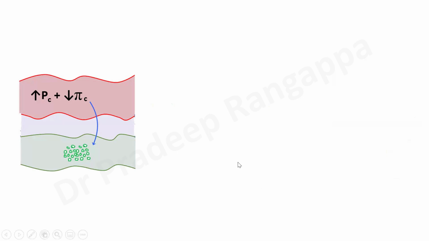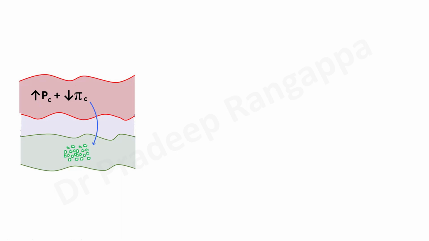at the vascular level. This is just a schematic representation. This is a vascular lumen, this is the endothelial glycocalyx layer, and this is the interstitial space. What really happens in chronic liver disease is that the capillary hydrostatic pressure increases in the vascular lumen, and there is concomitant reduction in the oncotic pressure, because this oncotic pressure is very much dependent on the intravascular albumin.